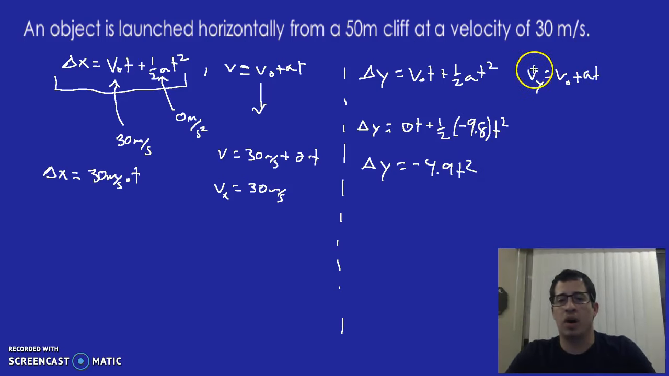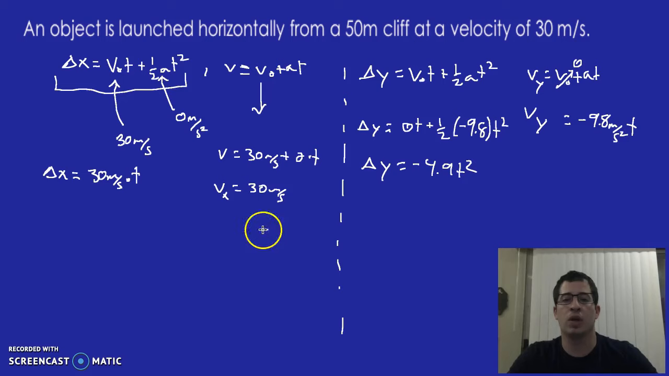And then for vy, we know that the initial velocity for y is equal to 0. So I'm going to say vy equals negative 9.8 meters per second squared times t. Okay, and so now we have our set of equations for this.